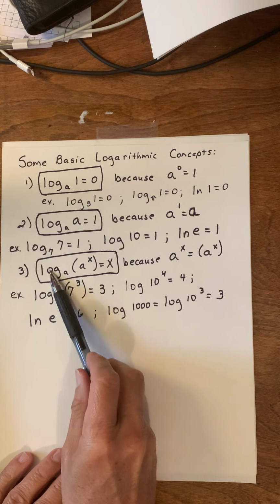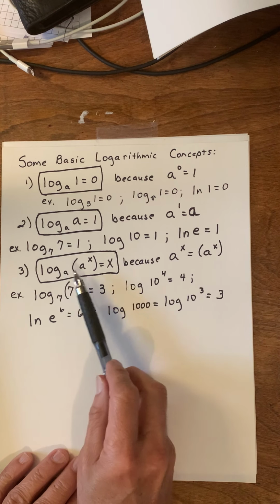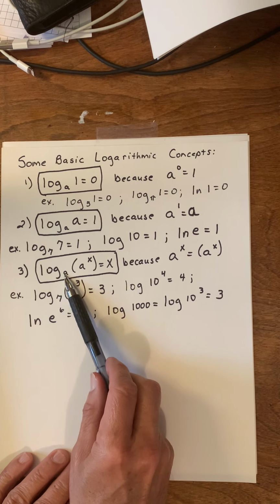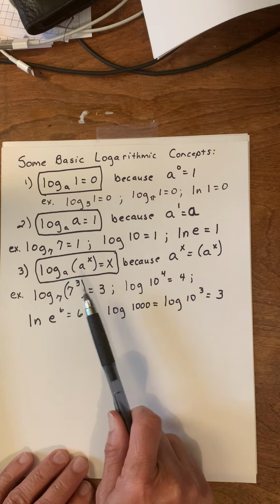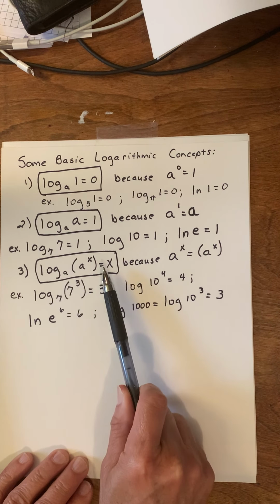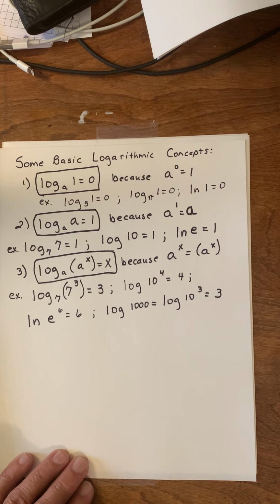Thirdly, log base a of a to the x, notice the base and the base. Log base a of a to the x is always x. Why? Well, it's redundant because a to the x is, of course, a to the x.